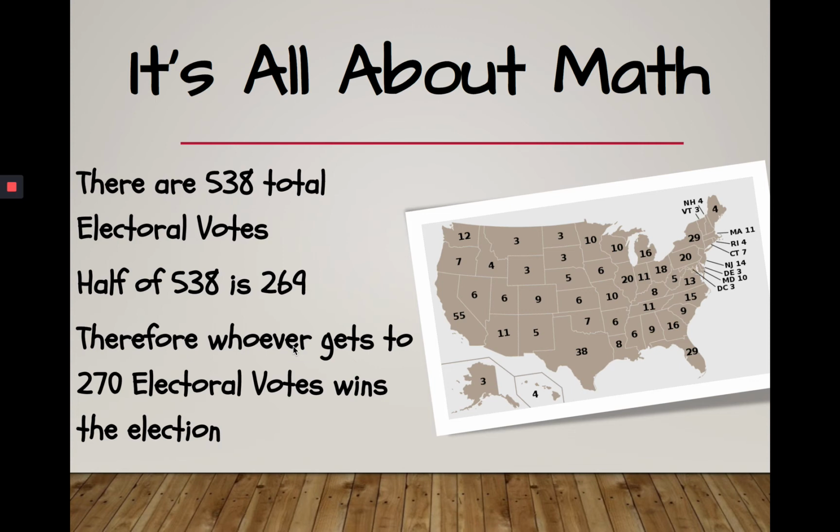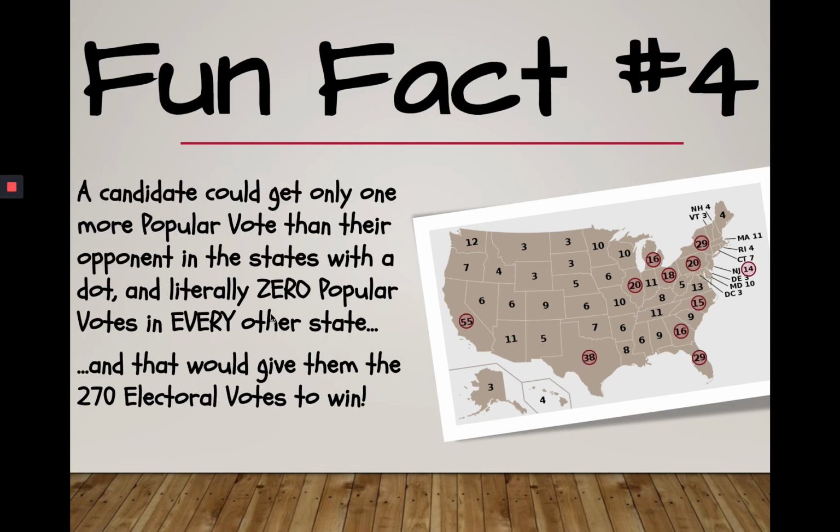And the magic number is 270. When they're counting tonight, whoever gets 270 electoral votes first wins. There's 538 votes total, so split that in half, it's 269. So 270 and you've got a majority and you win. Now here's what's weird about that.